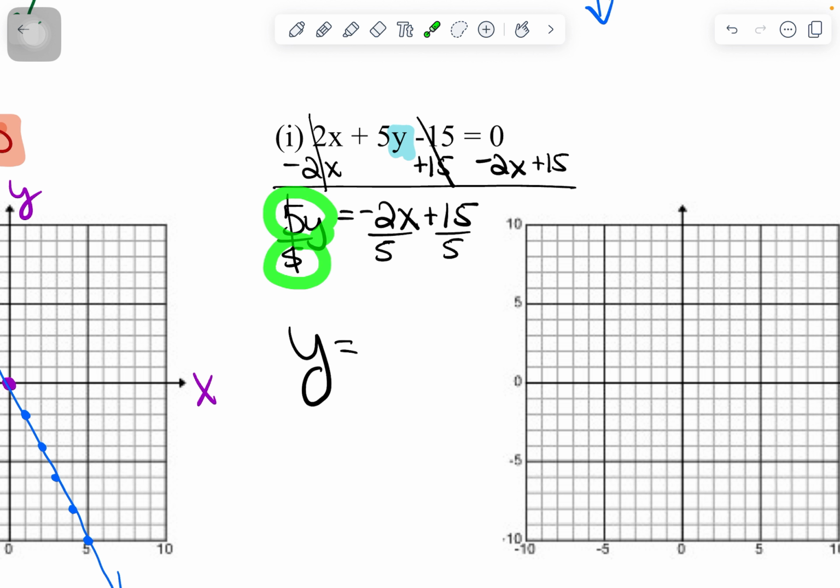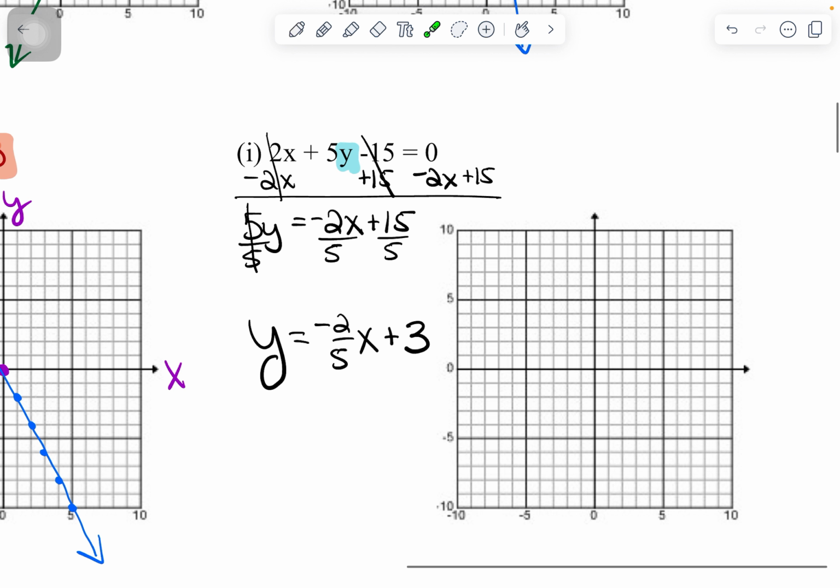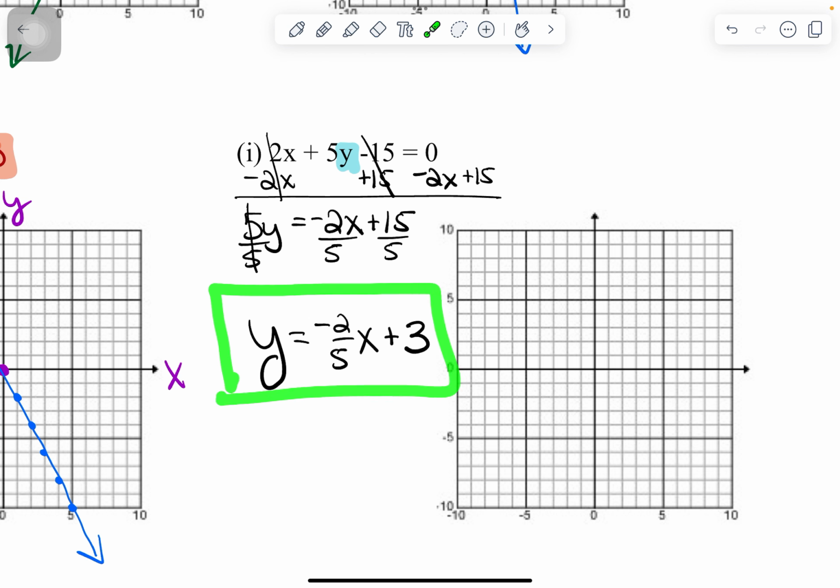So 5y divided by 5 just leaves me with a y. We're going to take that negative 2x divided by 5. Now that one is not going to divide, so I'm just going to leave it as negative 2 over 5 times x. And I have to, of course, take positive 15 divided by 5. That divides perfectly into 3. So now this equation is written in the form I want it to be written in.